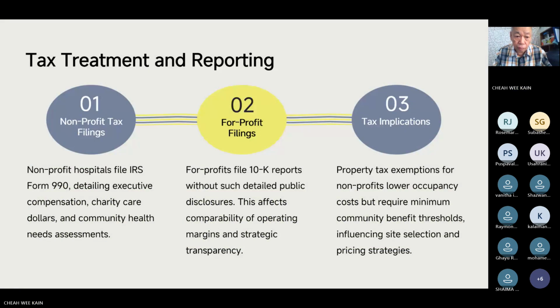Tax treatment. If you are in Malaysia, if you are a government hospital, you still need to file the income tax form 990. If you are a normal company, you still have to file a 10-K. You don't have to worry about this; the accounting people will do it. Also property tax: if you are selling or buying real property, for example land, there is an implication because you need to pay real property gain tax if you are selling.